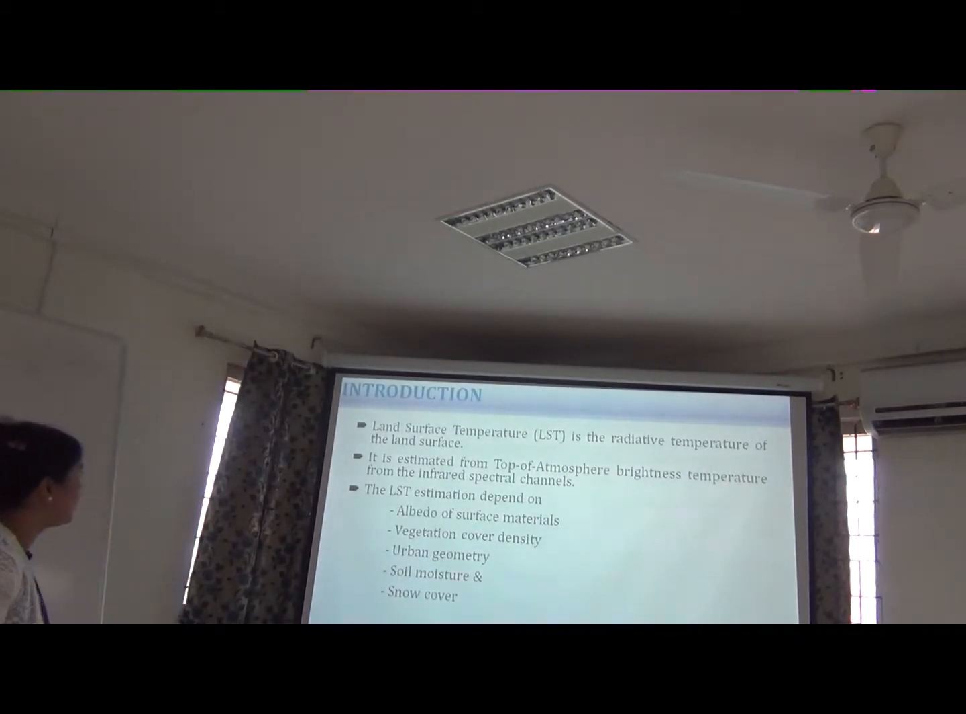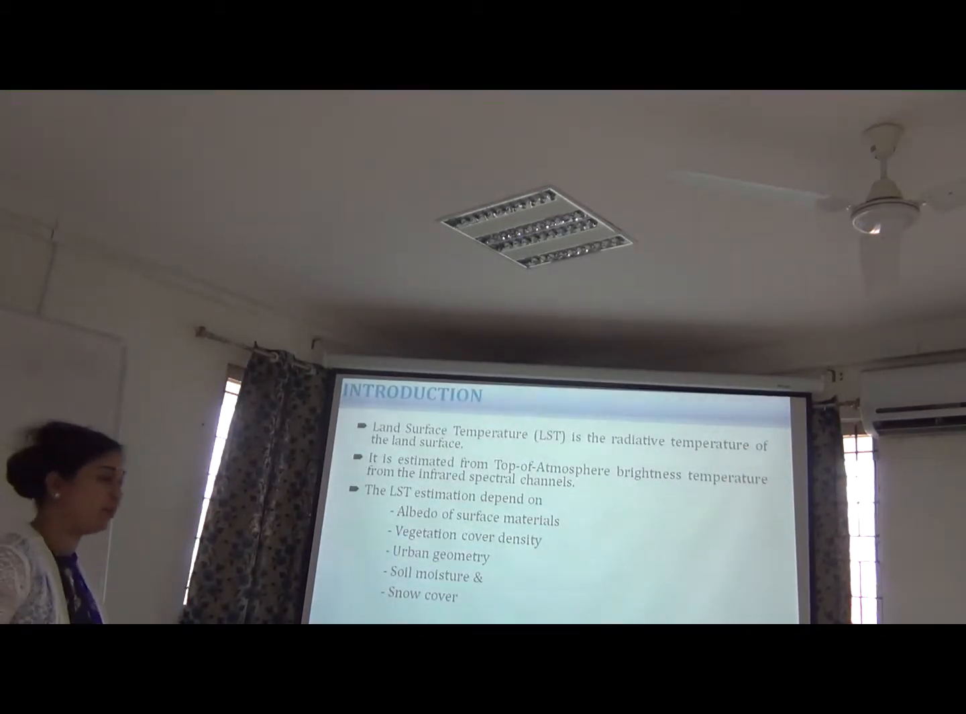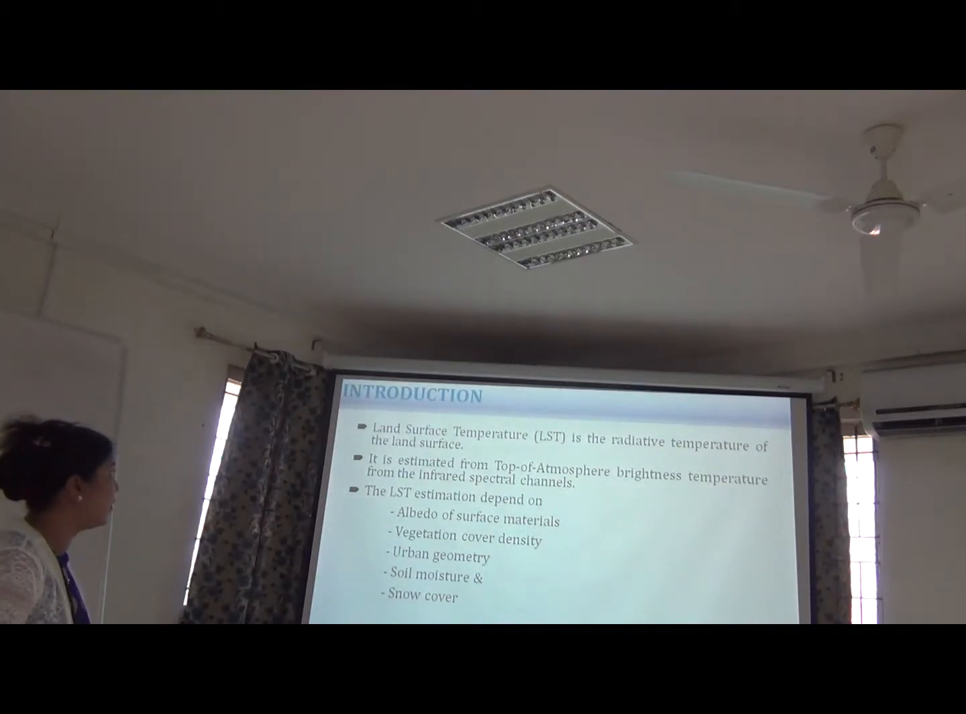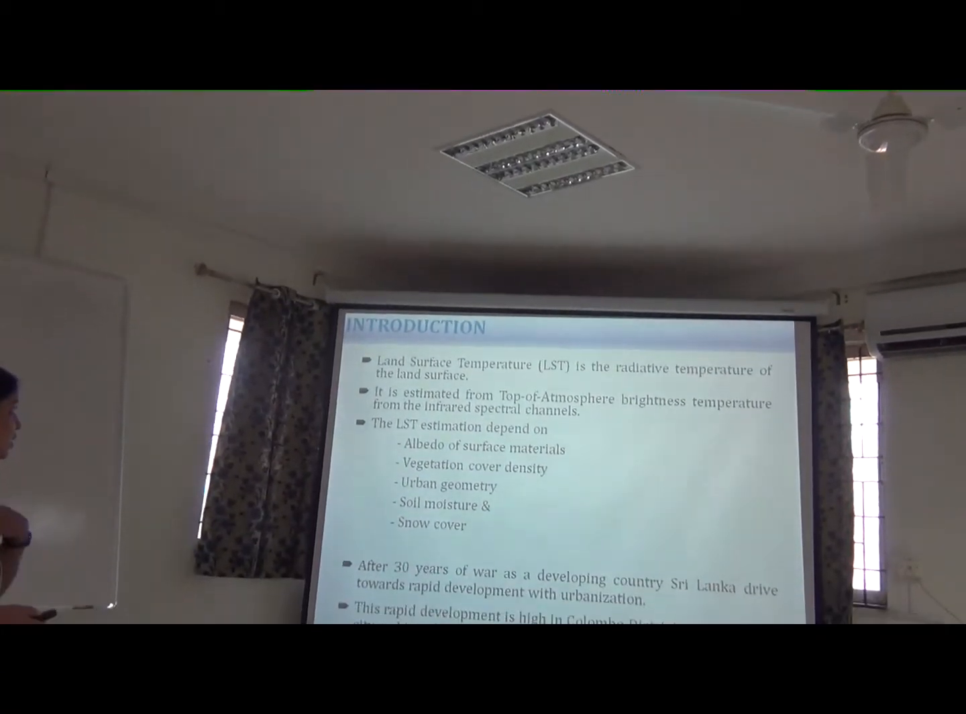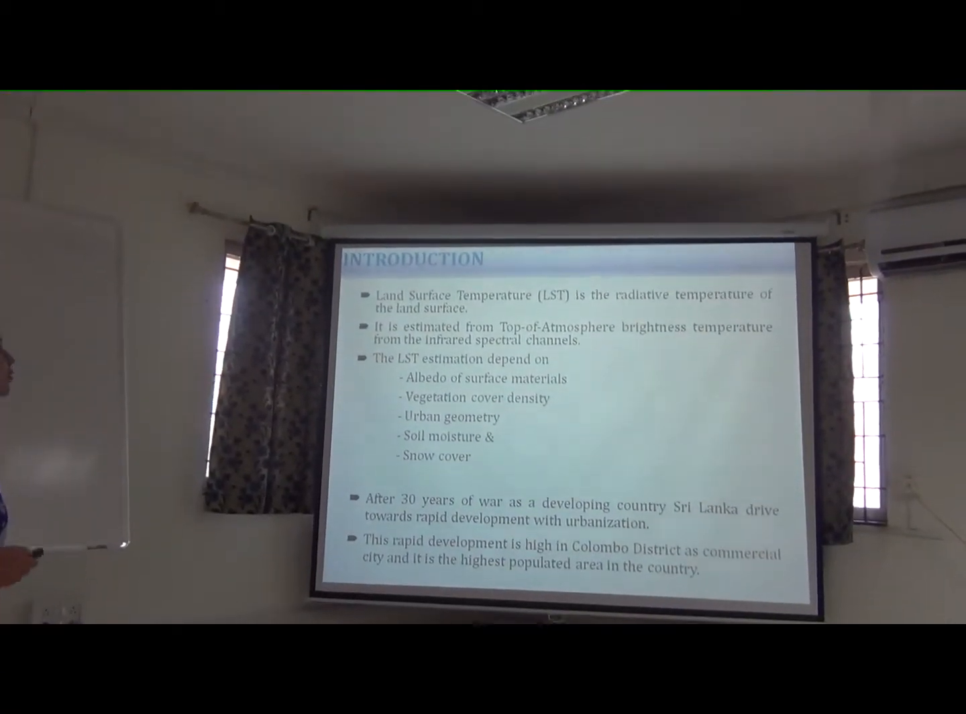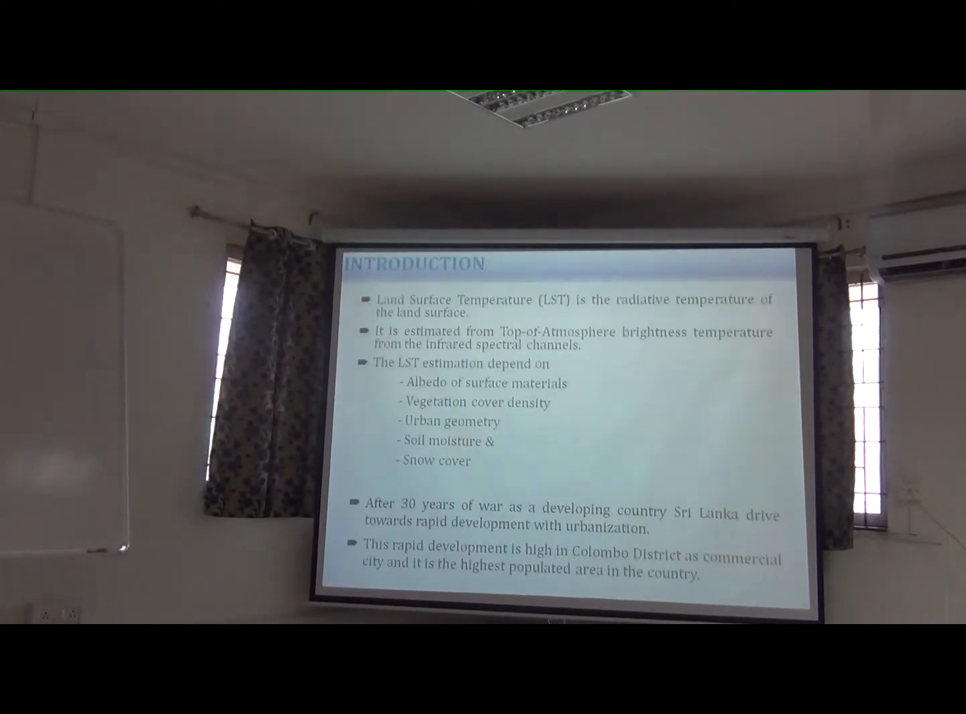Land surface temperature is the radiative temperature, so it is measured by the top of atmosphere brightness temperature. For the extraction of the land surface temperature, we are using satellite images. The land surface temperature estimation depends on main factors such as the albedo of surface material, vegetation cover, urban geometry, soil moisture and snow cover.